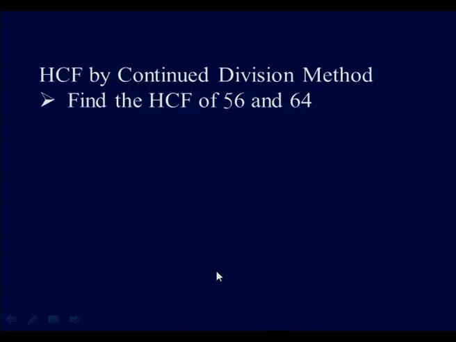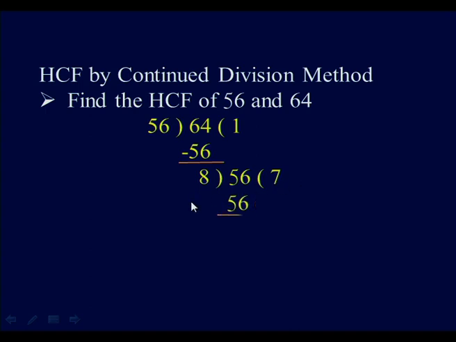HCF by continued division method. Let us find the HCF of 56 and 64. As you see here, 56 is the divisor and 64 is the dividend. 56 ones are 56, and if you subtract 56 from 64, the remainder is 8. Here 8 is the remainder and 56, the first divisor, becomes the dividend in this case. So, divide 56 by 8, 8 sevens are 56. Subtract, and you are going to get the remainder as 0.